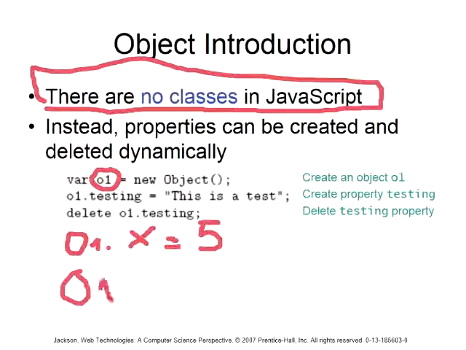I can write o1.y equal 3.2. In this case, our object has three properties. And if we want to eliminate a property, we just write delete. So delete is used to eliminate a property from this object.